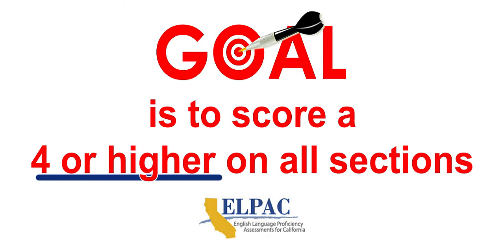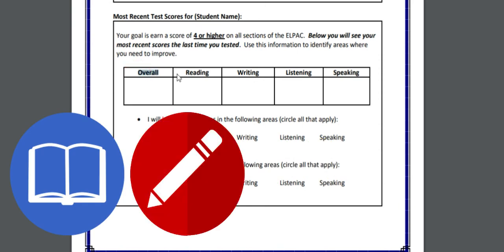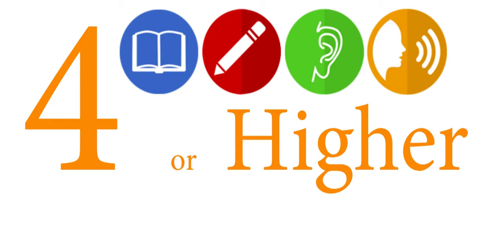Now first, this section states that your goal is to earn a score of 4 or higher on all sections of the ELPAC, and that is indeed your goal. On the ELPAC, your aim is for a score of 4 or higher on all of the sections. The sections include overall, reading, writing, listening, and speaking. And again, in each of these areas, your goal is to get a 4 or higher.